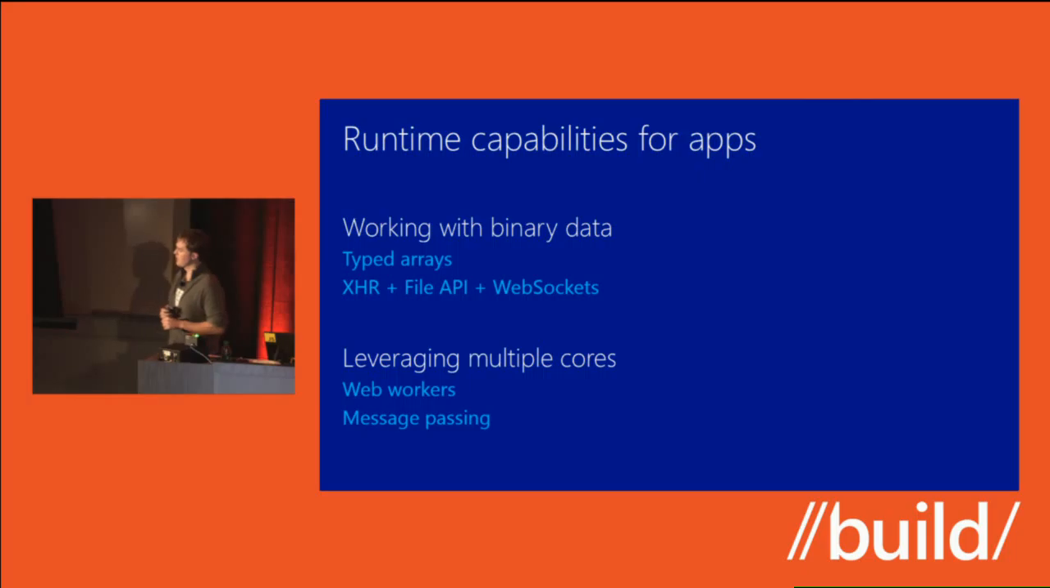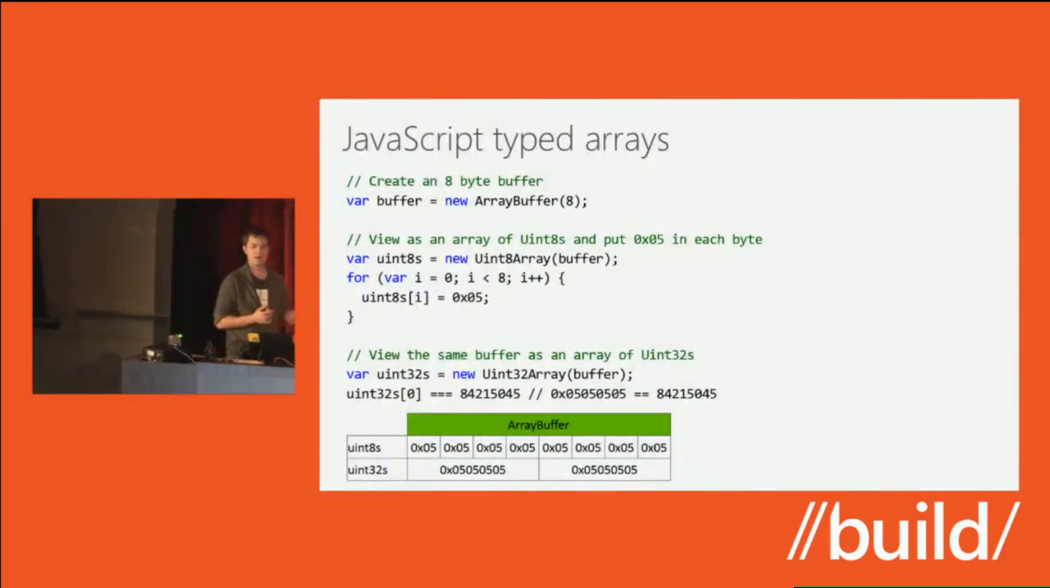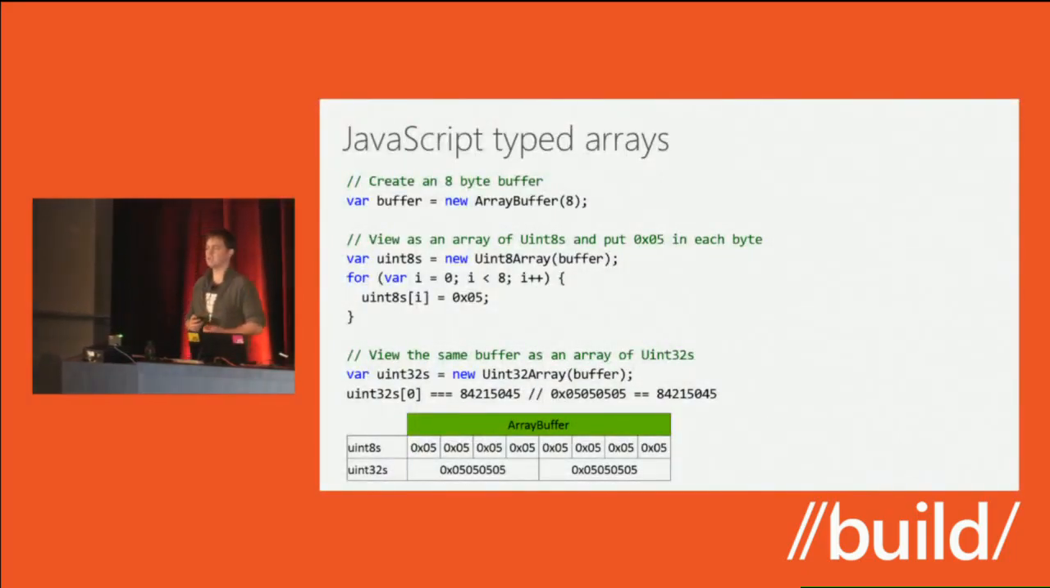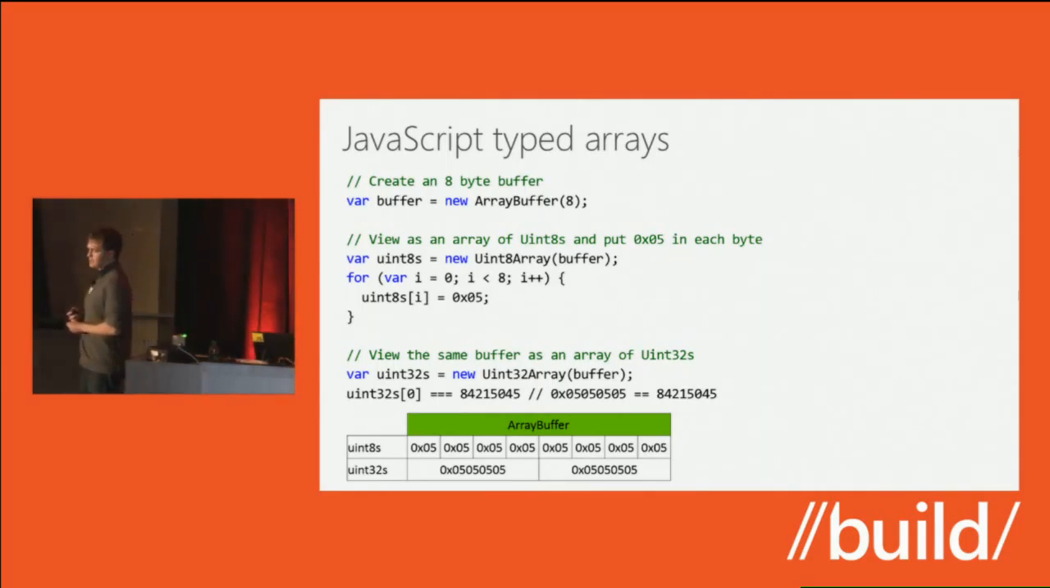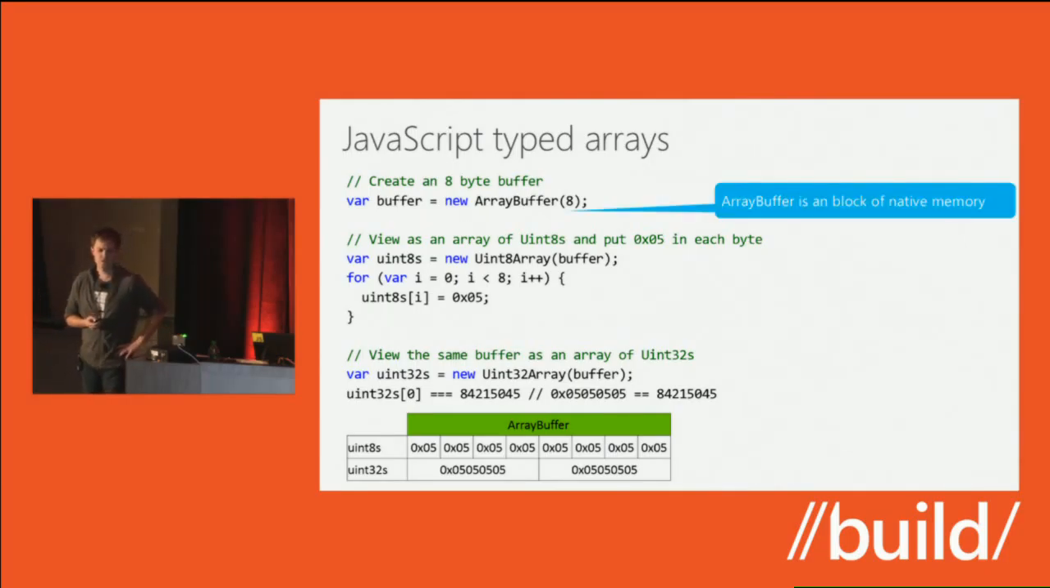And so with typed arrays, we've provided the fundamental tool that you need to enable you to do binary data manipulation. Typed arrays is a new API. There's two key pieces to a typed array. The first is an array buffer. So I can just allocate a new array buffer. Here I'm saying new ArrayBuffer(8). And this just gives me back a block of 8 bytes of memory.